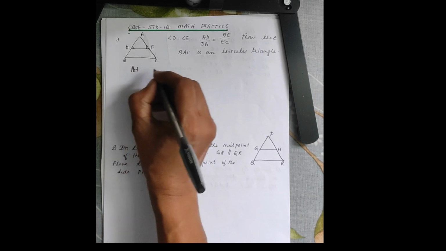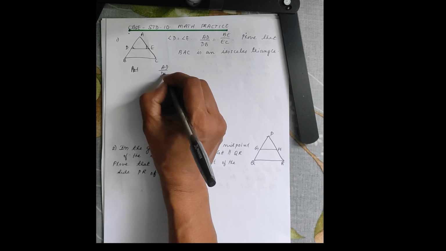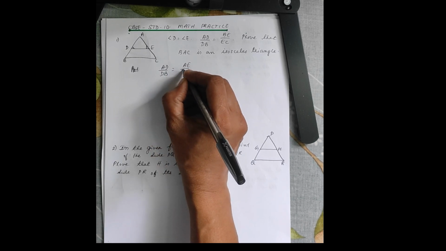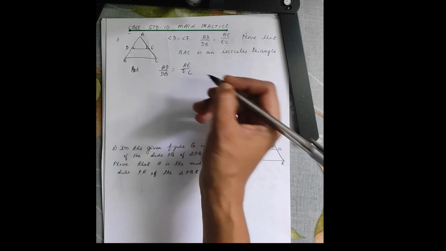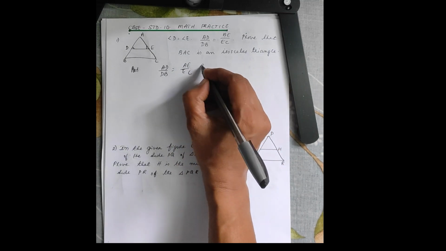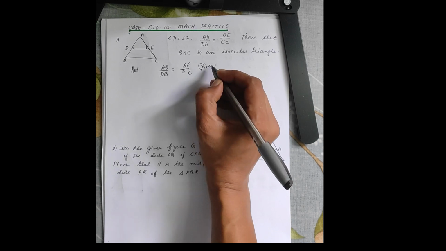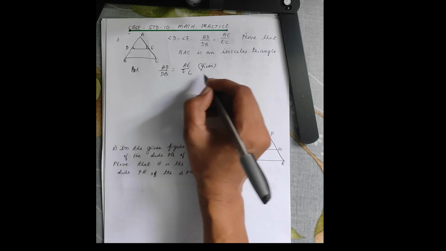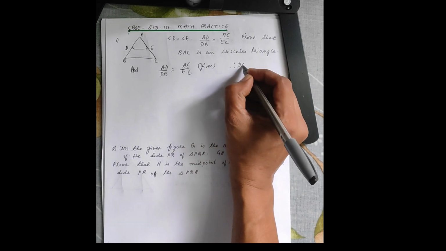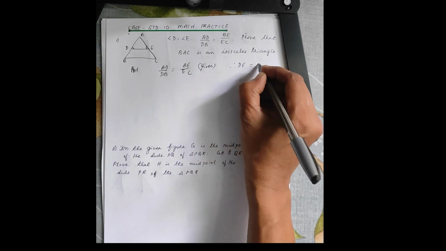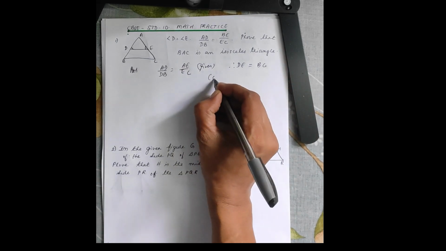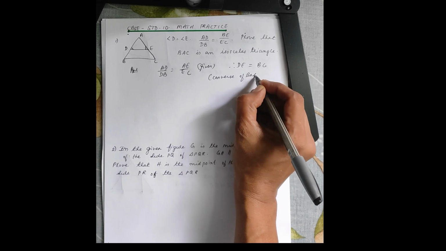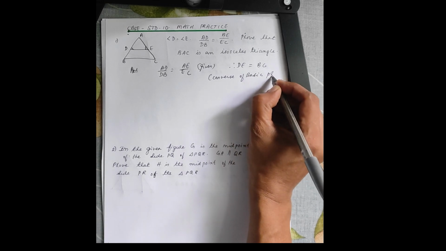So it is given AD by DB equal to AE by EC. Therefore, we can say DE is parallel to BC, that is the converse of the basic proportionality theorem.